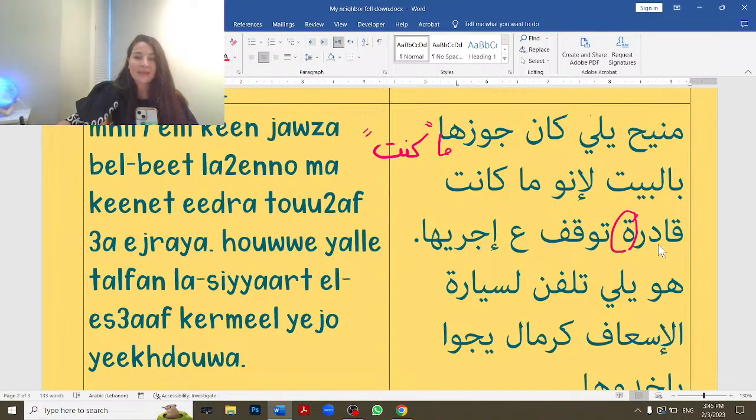So لأنه ما كانت قادرة توقف. توقف means she stands up. So ما كانت قادرة توقف, she wasn't able to stand up. Okay? So in English, maybe you say she wasn't able to stand up. In Arabic, we're saying she wasn't able, she stands up. So basically, this is a verb already internally conjugated. Okay? So ما كانت قادرة توقف. She wasn't able to stand up on إجريا her feet.